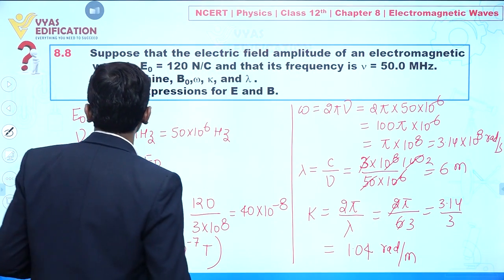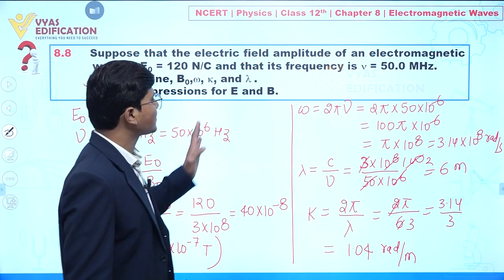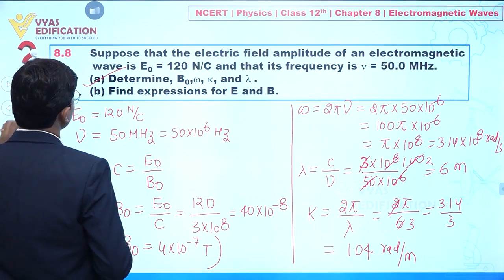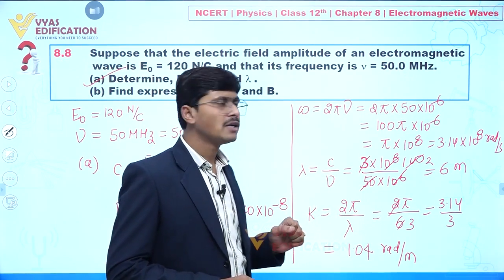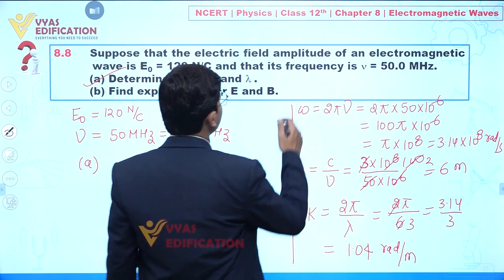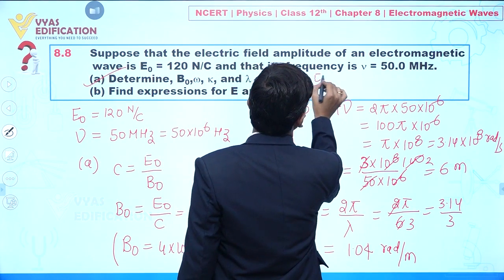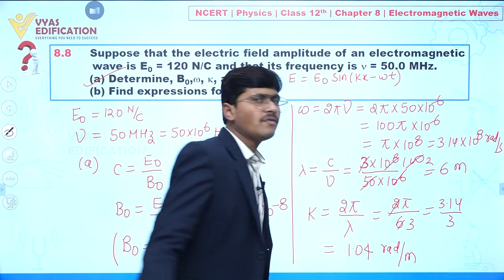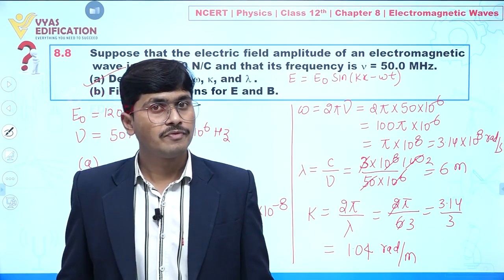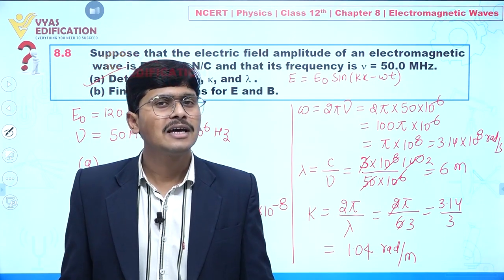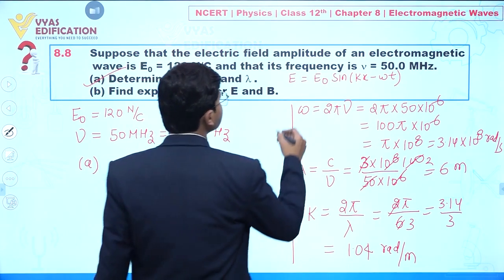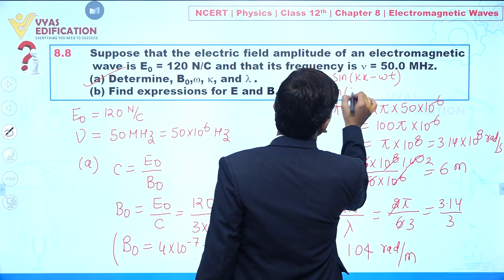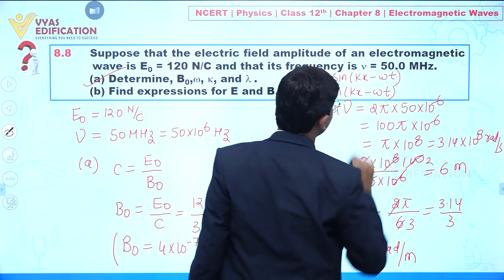Now second part, in this question we have to find the expression of E and B. Our objective in this question is to calculate the value of E. We can write the value of E as E naught sine of kx minus omega t. Now we know electric field and magnetic field, which are oscillating in nature, always have the same phase. Same phase means B equal to B naught sine of kx minus omega t.